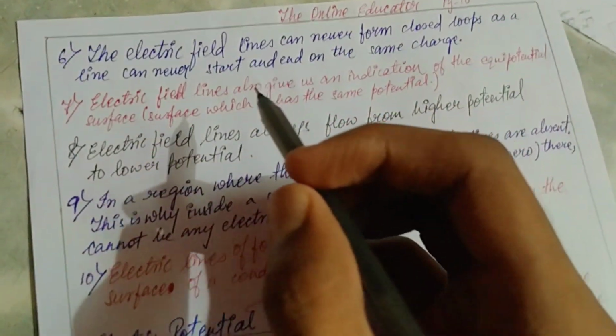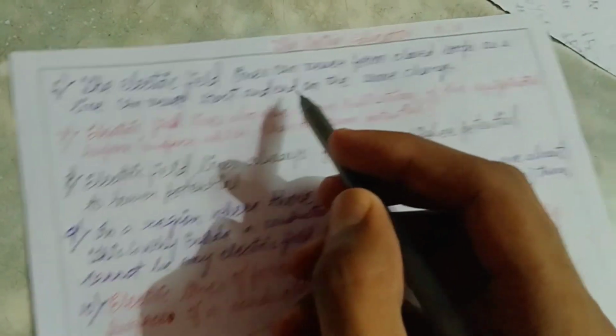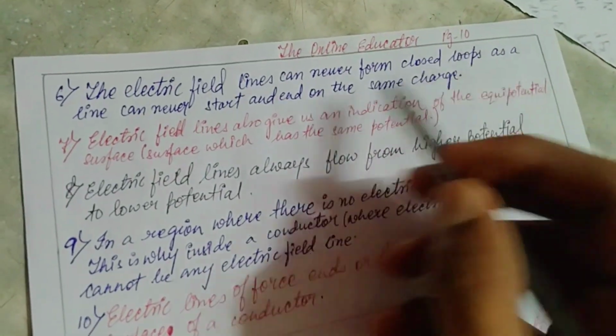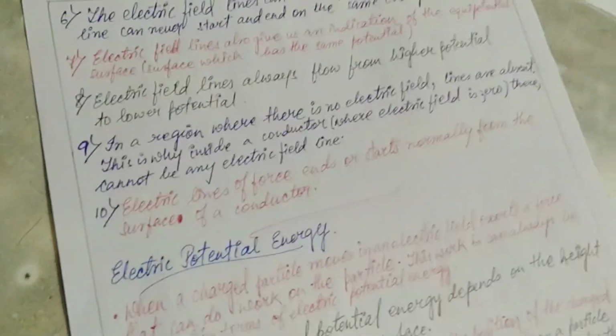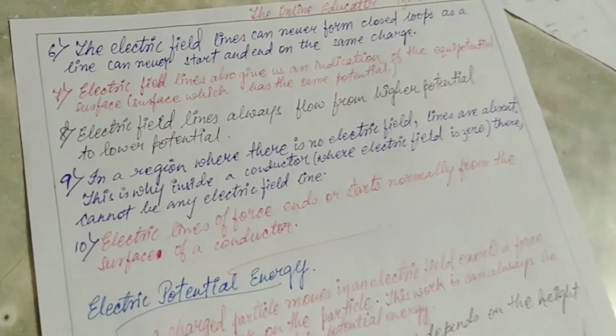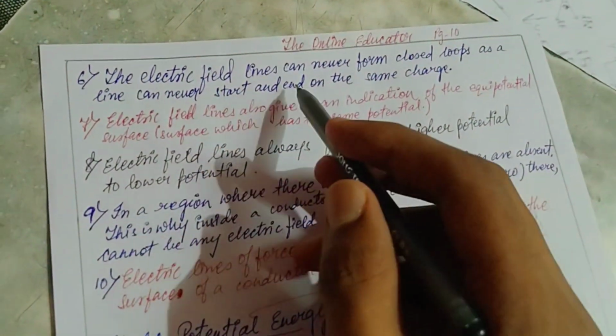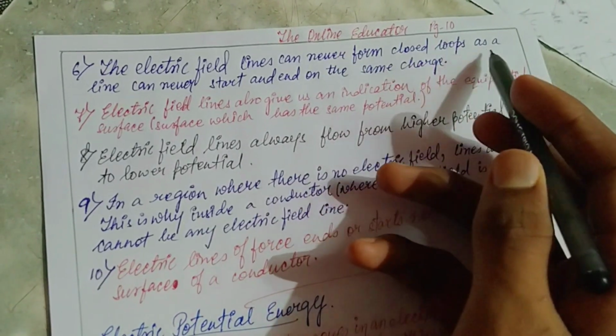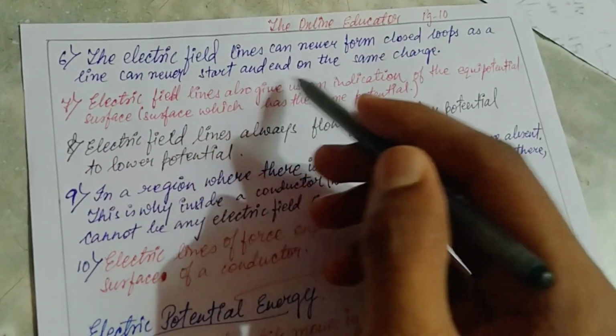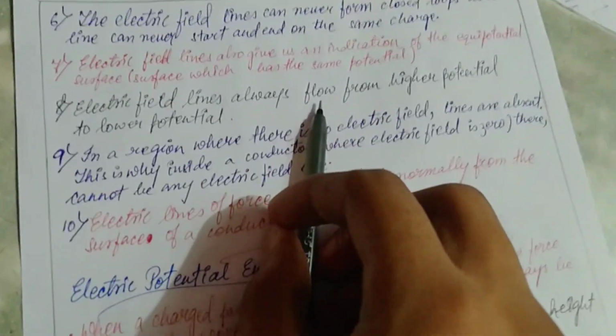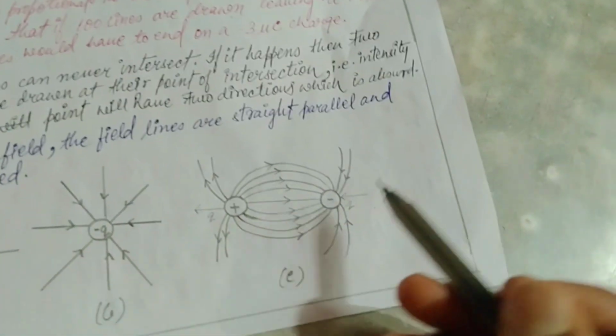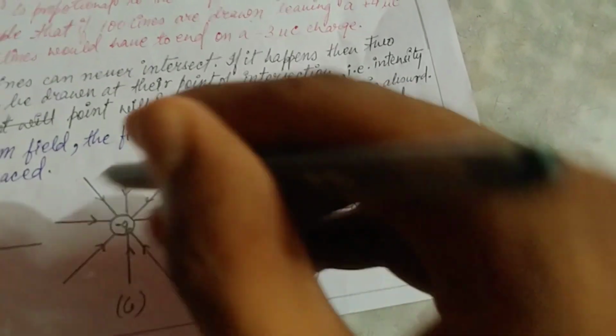Now, electric field lines can never form closed loops, as a line can never start and end on the same charge. As we said, the line travels from positive to negative, so it won't start and end at the same charge.